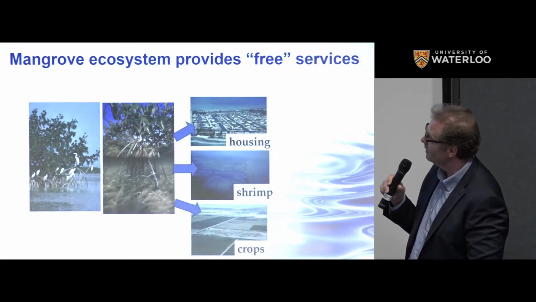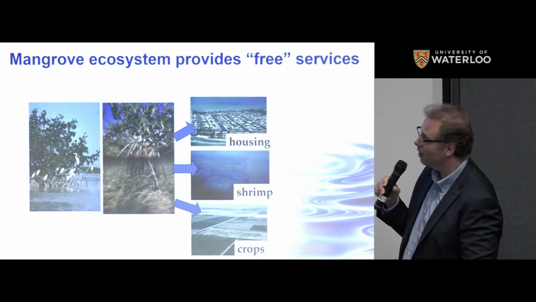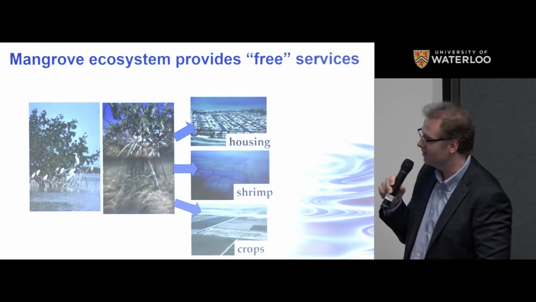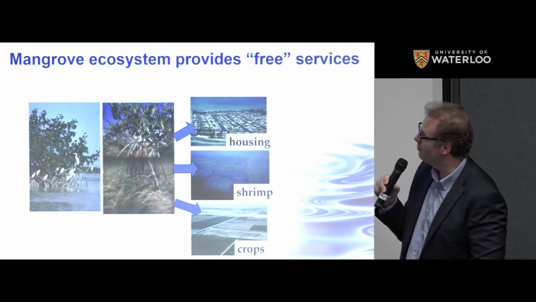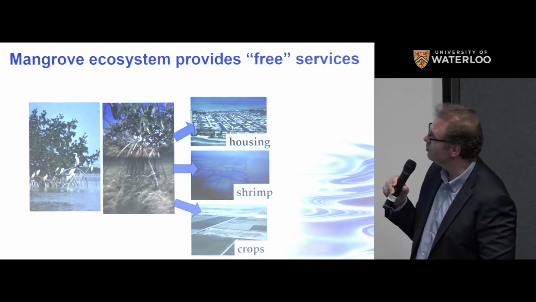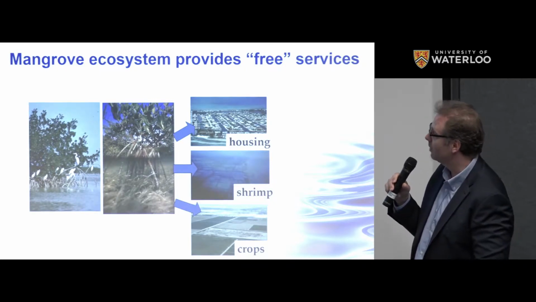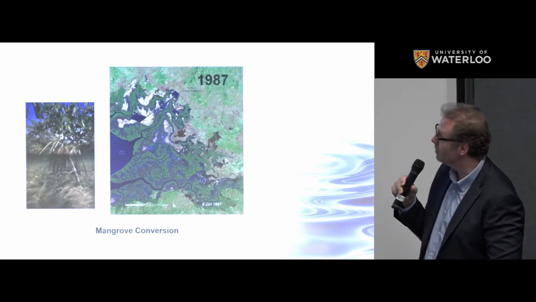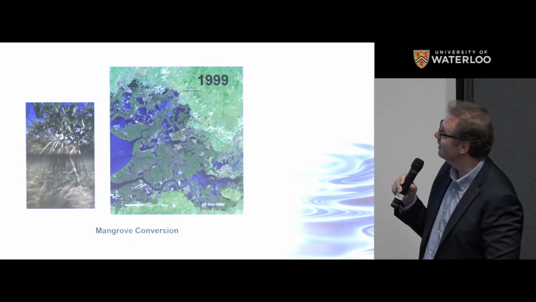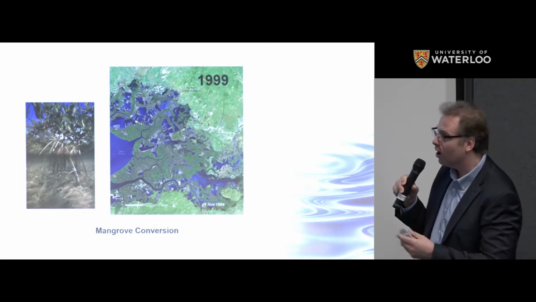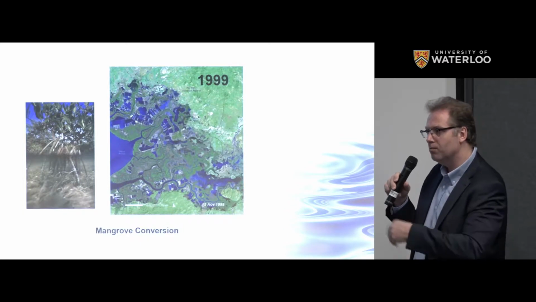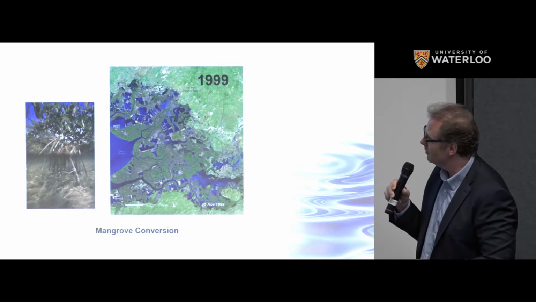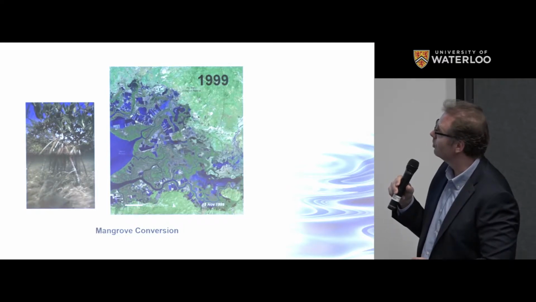And what you saw in the 1980s and 1990s is that a lot of these mangroves were lost, especially in Central and South America. They were converted into land for housing, shrimp farming, crops. And this is a satellite picture from Honduras in 1987, and then 12 years later, a lot of the land was converted. A lot of the mangroves that were found in that place were converted into agricultural land.